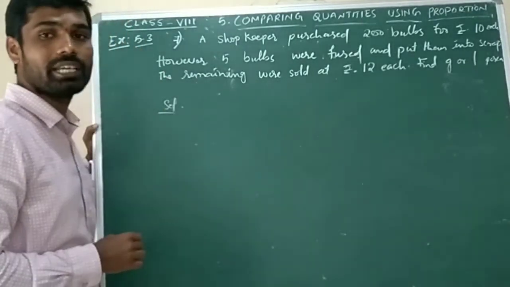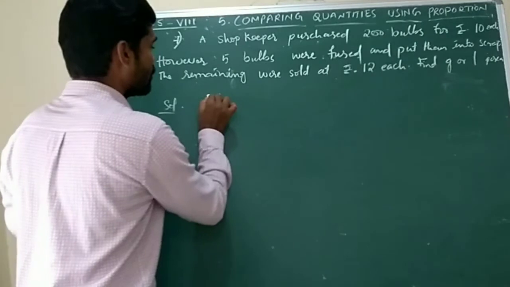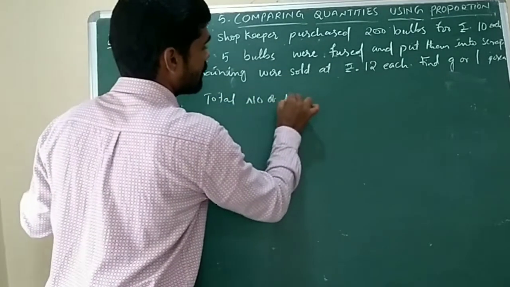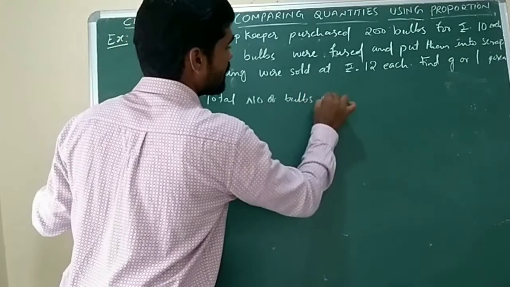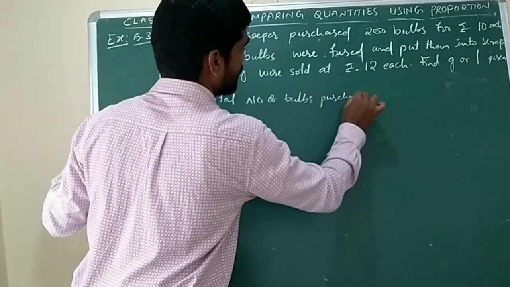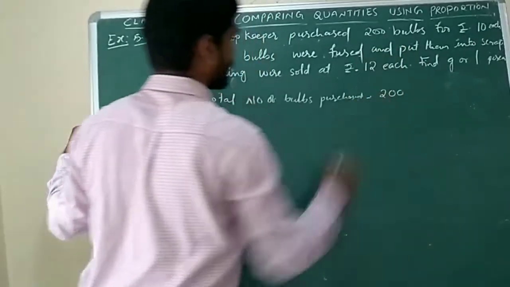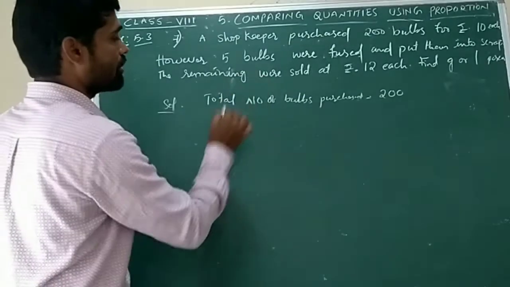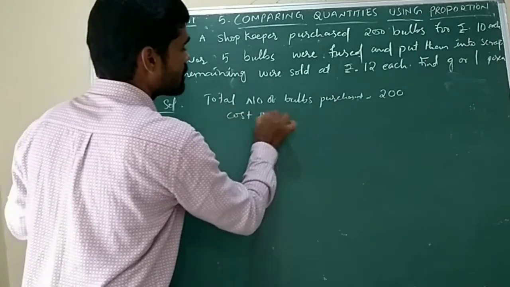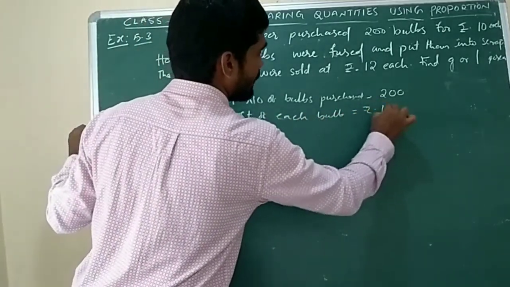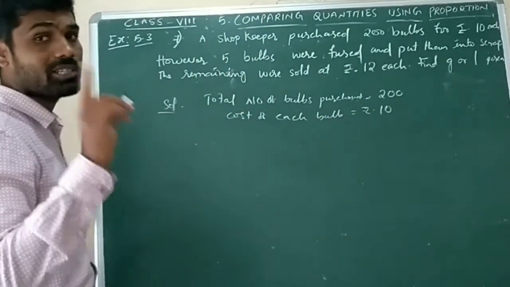First, let us start the solution. So how many bulbs did he purchase? So total number of bulbs purchased. So how many did he purchase? 200 bulbs. And now what is the cost of each bulb? Here, cost of each bulb. So rupees 10. So one bulb costs 10 rupees.